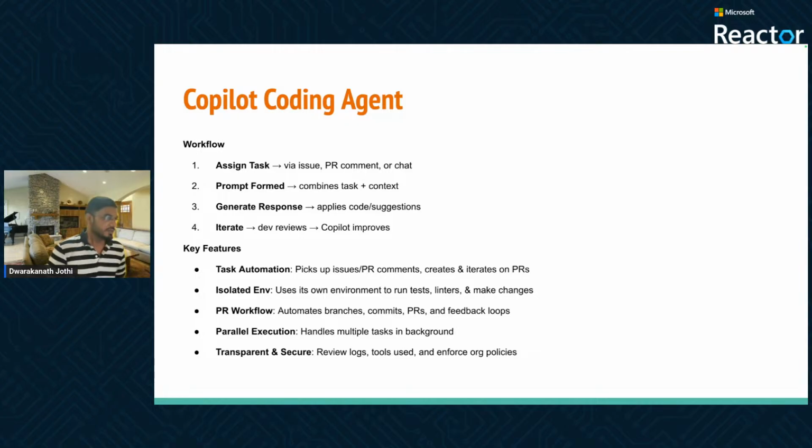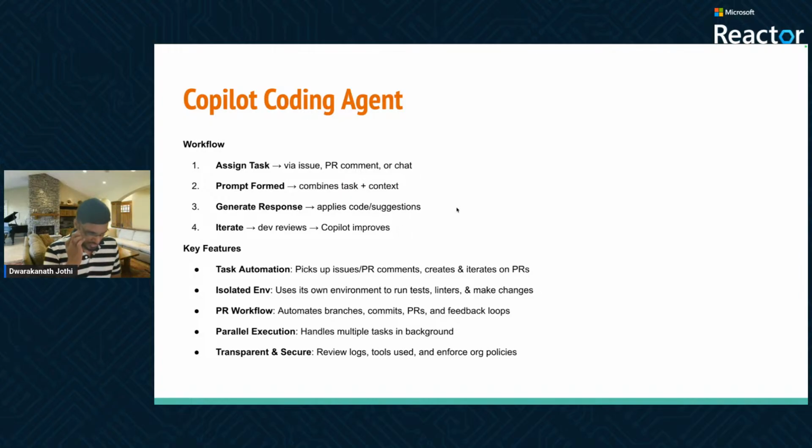So the workflow goes this way. Either you can assign a task in GitHub issues, or you can actually do it in the PR as well. So you can assign the PR to basically the Copilot and ask it to do the work for you. Once the task is assigned, it forms a prompt. With that prompt, it takes the task command that you gave along with the context that you have passed, and it generates a response with the code and other documentation. And this is how you do the iteration.